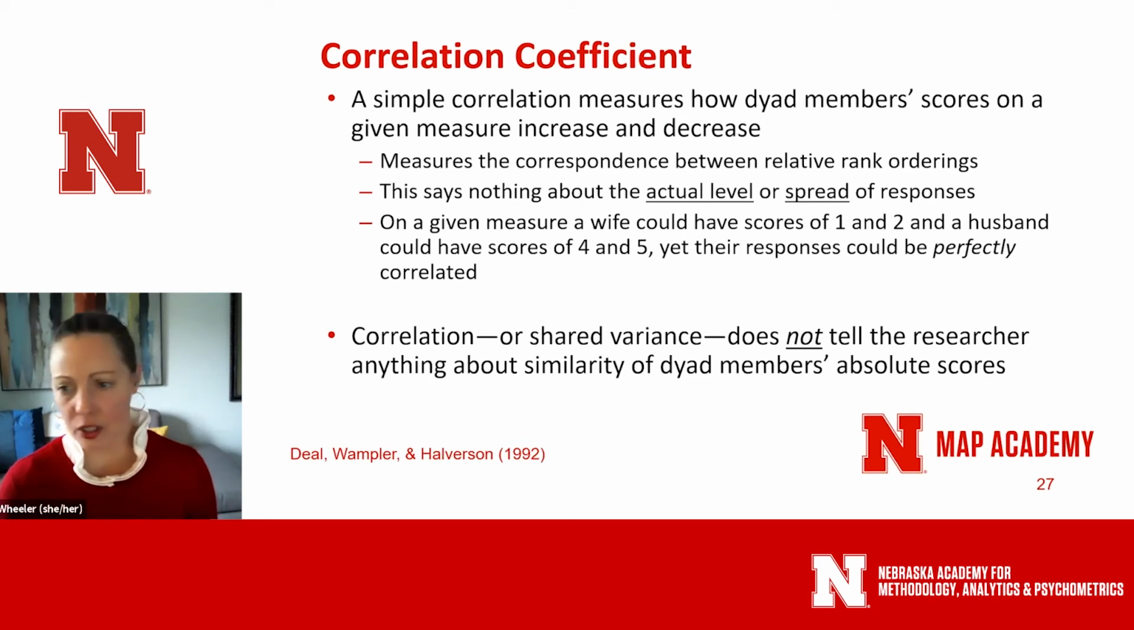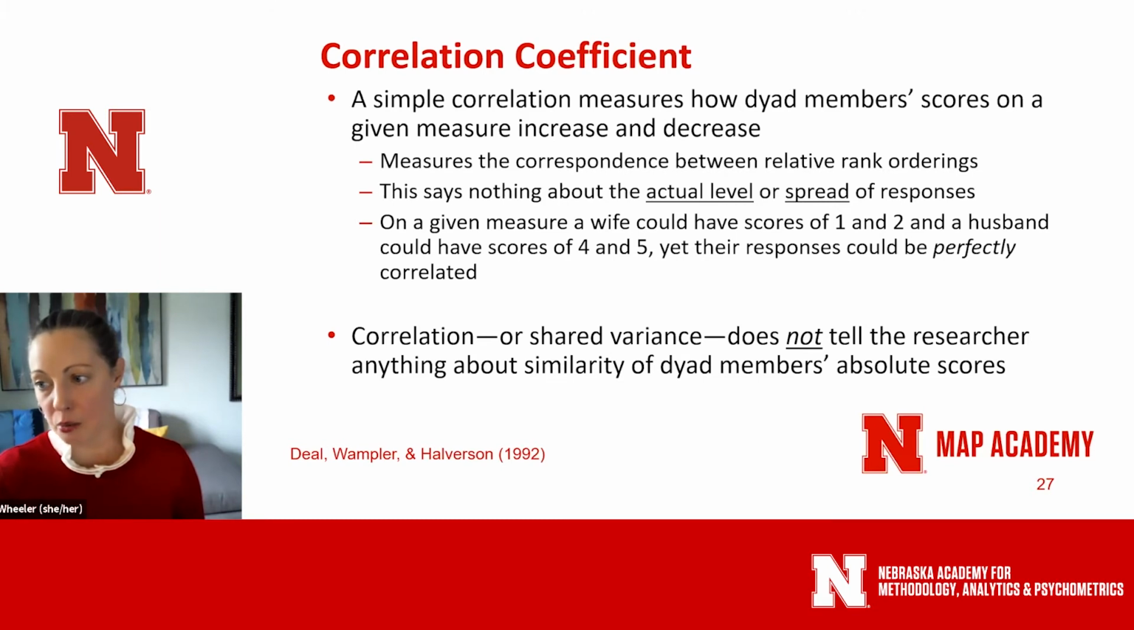So if we think about the correlation coefficient in the context of dyadic data, a simple correlation can measure how dyad member scores on a given measure increase and decrease. It measures the correspondence between the relative rank orderings of the scores. But the correlation does not provide information about the actual level or spread of the responses, right? So for a given measure, a wife could have scores of 1 and 2, and a husband could have scores of 4 and 5, yet their responses could be perfectly correlated. So correlation and covariance indices are not sensitive to differences in level, and they are not sensitive to differences in spread.